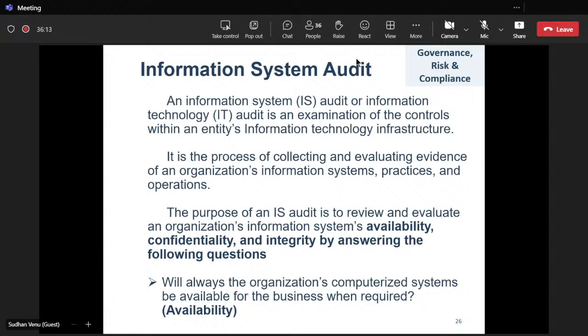The main purpose of the IS audit is to review and evaluate the organization's information system in terms of availability, confidentiality, and integrity. By answering these questions, you will get why we are implementing information security with respect to the audit process. In terms of availability, we have to ask: will the organization's computerized system always be available for the business when required? Yes, definitely, the availability should be there, available for all the business when it is required.